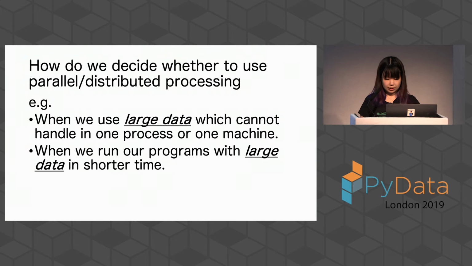The second one is when we want to run a program in a short time. Even if we can use large data in one machine, it often occurs that the job time is too long. In such cases, parallel and distributed processing will be very useful to shorten the job time.